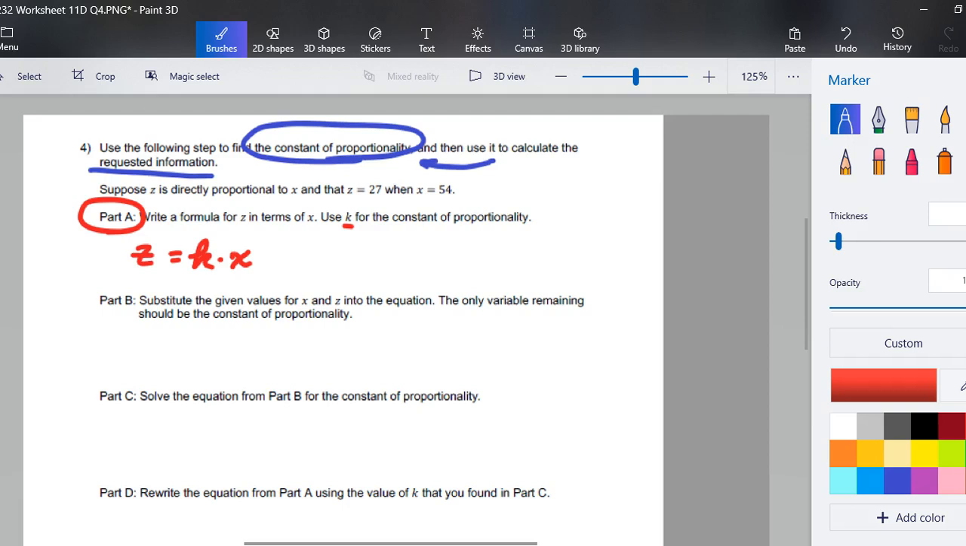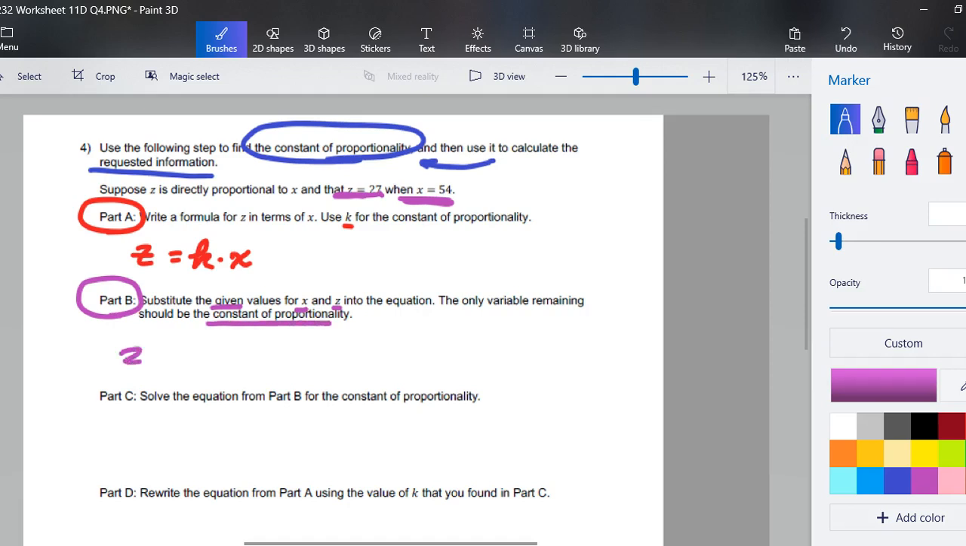Moving on to B. And remember, these are going to be our multiple step process when we don't know the constant of proportionality, to go find it and then be able to use it in subsequent problems. So the first thing we did, we wrote our formula, a very generic formula. Then we're going to substitute what we were given for x and for z. Notice right here, we were given a z and given an x. The only variable remaining should be k, the constant of proportionality.